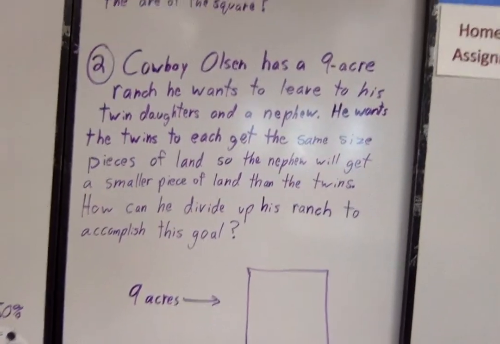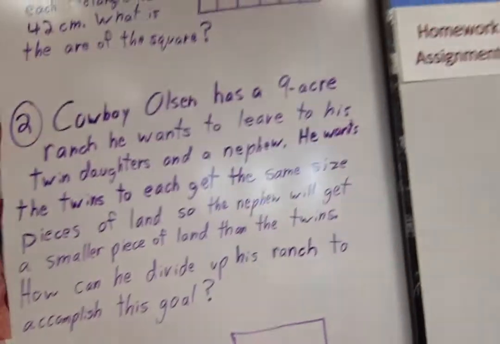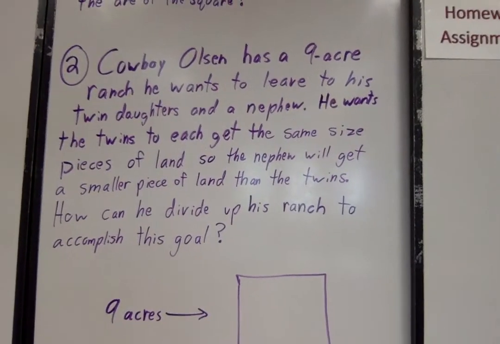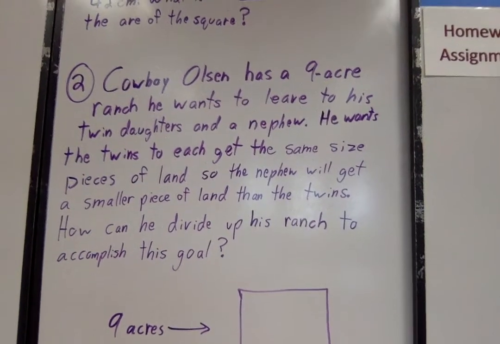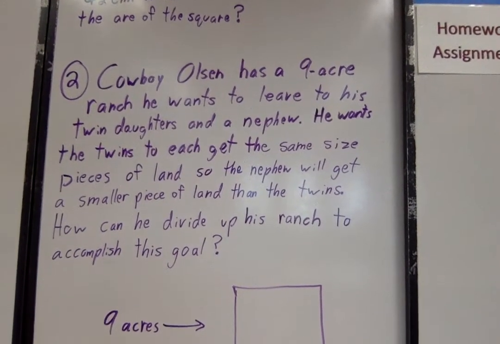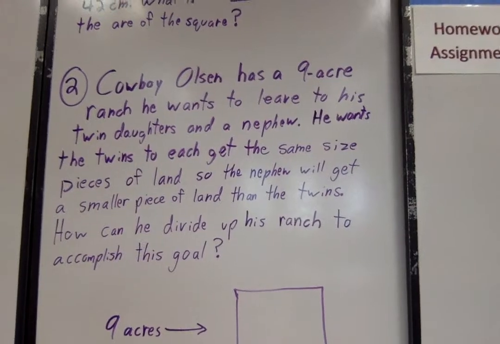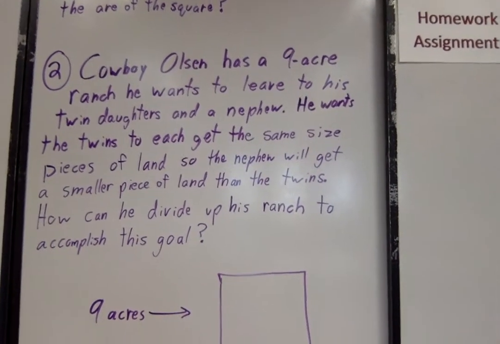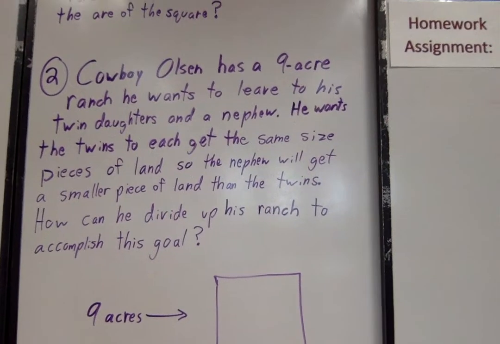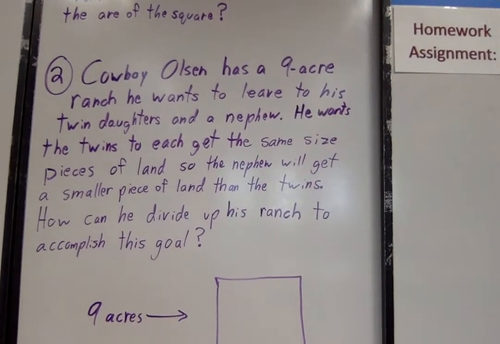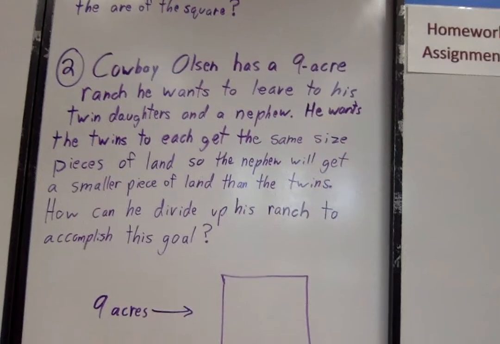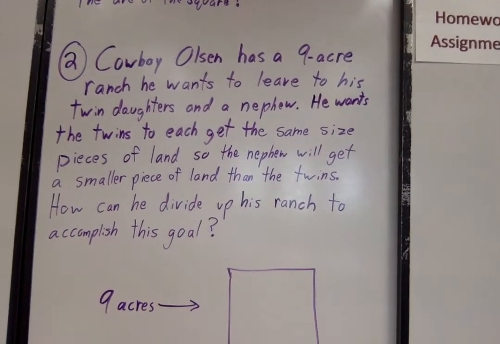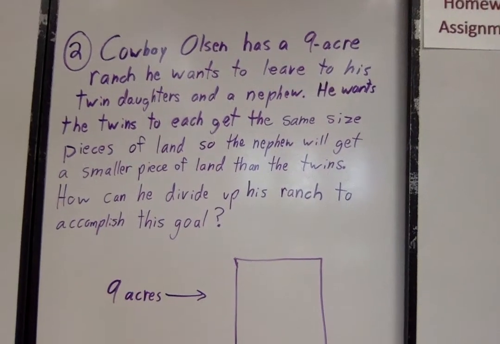Number 2, everybody, looks a little something like this. Let's take a look at this one. Cowboy Olson's got a ranch. It's a 9-acre ranch in the shape of a square. He wants to leave his twin daughters and a nephew some of his ranch. He wants the twins to each get the same size pieces of land. Of course I do, they're my daughters. But I'm going to leave a little something to my nephew. I don't love him quite as much, so he's going to get a smaller piece than my girls do. So how can I divide up this square ranch to accomplish this goal?